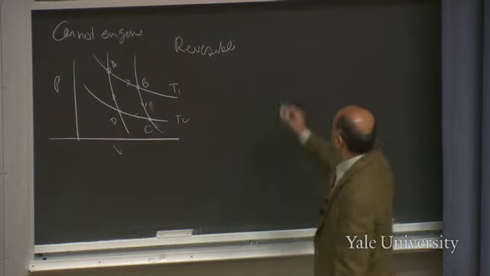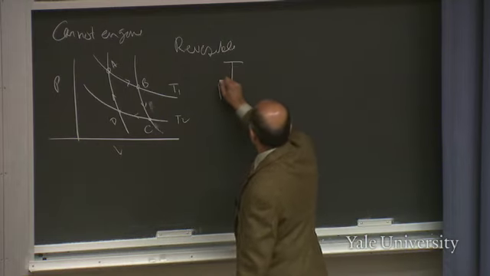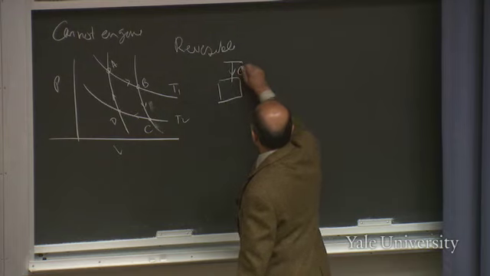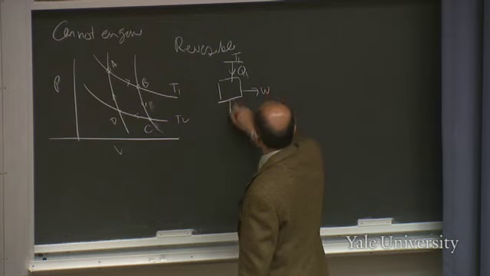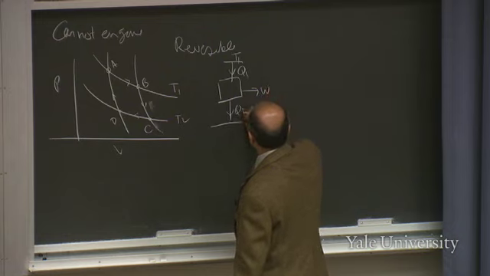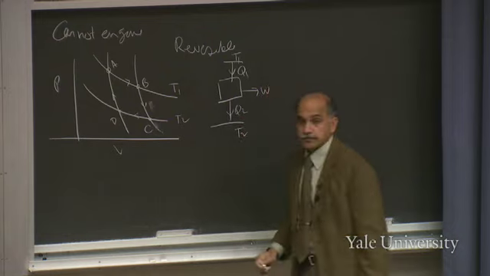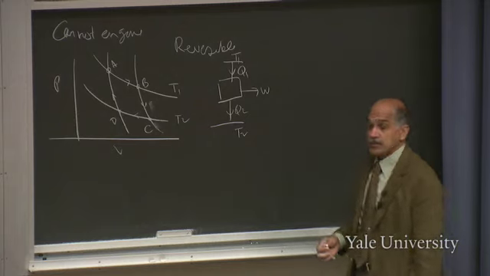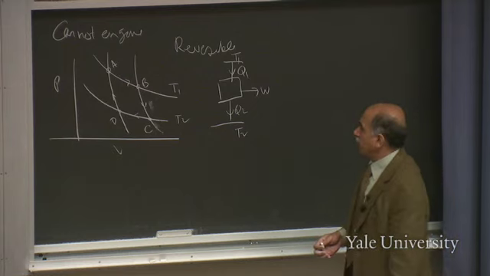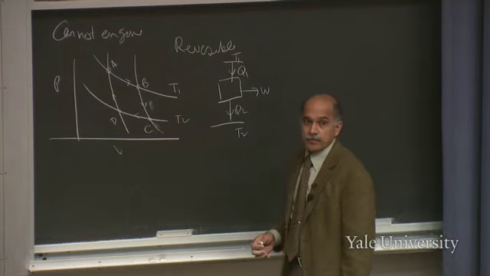The Carnot engine looks like this. Here is the engine. It takes some heat Q1 from a reservoir at T1. It delivers some work W. It rejects some heat Q2 at temperature T2. This is the model of a steam engine.